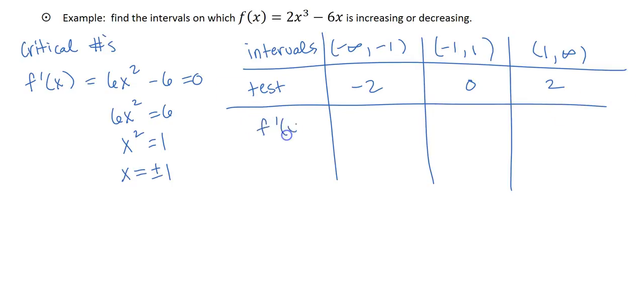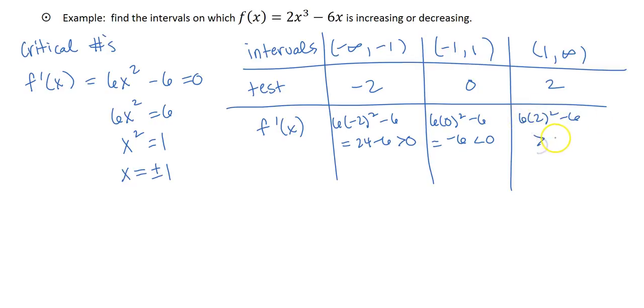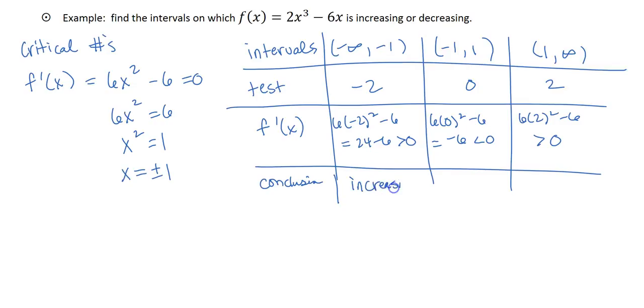I'm going to plug these into f prime of x, so this will be 6 times negative 2 squared minus 6, which is 24 minus 6. Again, I don't even care what the answer is, I just care that it's positive. 6 times 0 squared minus 6 is going to give me negative 6, which is negative. And 6 times 2 squared minus 6, again, is going to be positive. So our conclusion is that we are increasing, we are decreasing, and we are increasing.